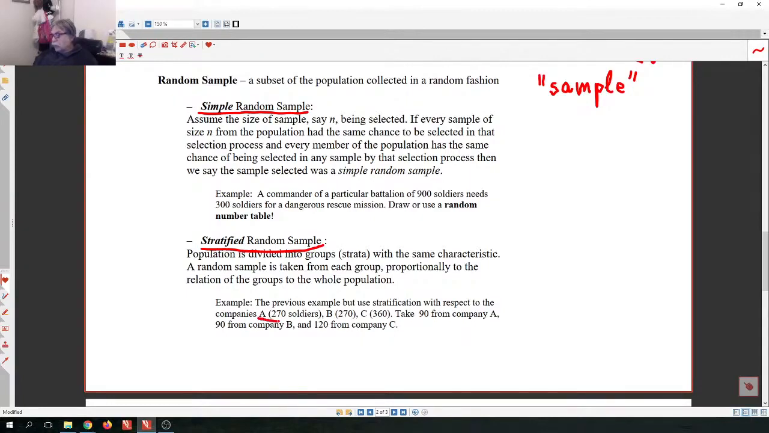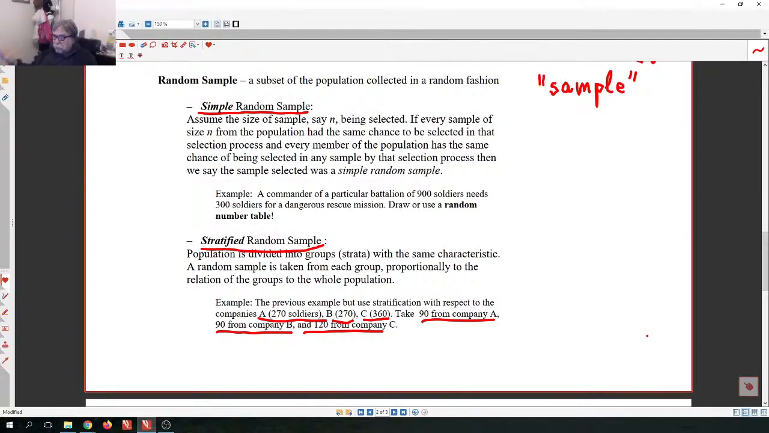into companies. So we might have a company A with 270 soldiers, company B with 270 soldiers, company C with 360 soldiers. I would take 90, a third, from company A, 90, a third, from company B, so it's proportional, and 120, a third, from company C. And the reason is because I might be interested, in this particular case, not to deplete any particular company. So I'm going to have a portion from the first, a portion from the second, a portion from the third, equal portion in my eventual selection. That way I don't deplete any company, right?